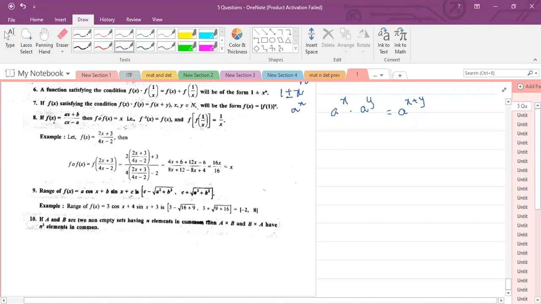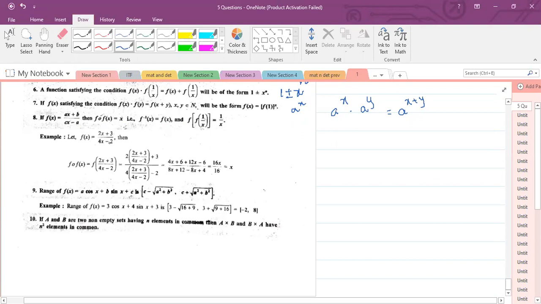This eighth one is a very interesting one. If f of x is equal to ax plus b divided by cx minus a, then f inverse of x is equal to f of x, or f of 1 by x is equal to 1 by x. So here I have mentioned the example also.